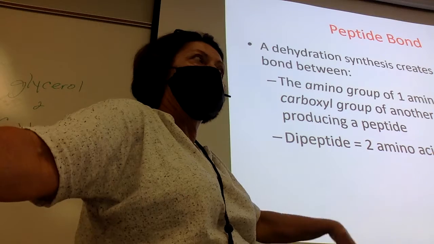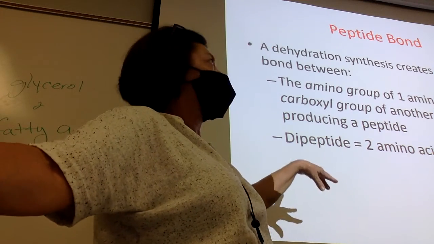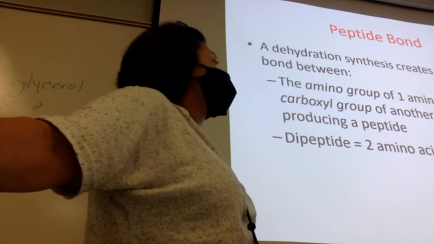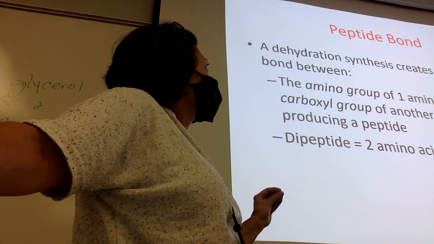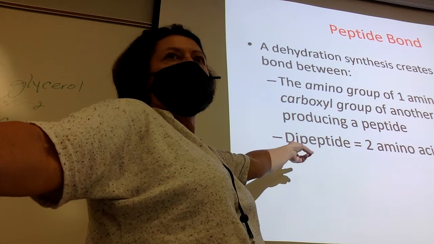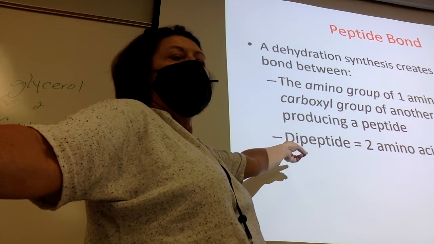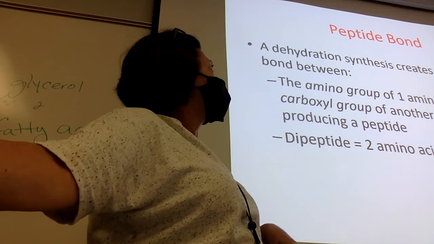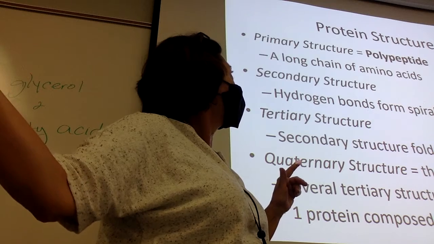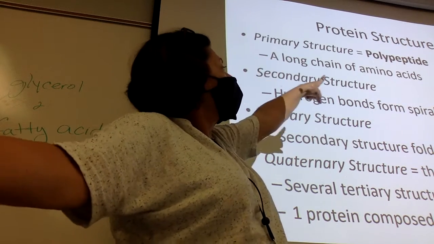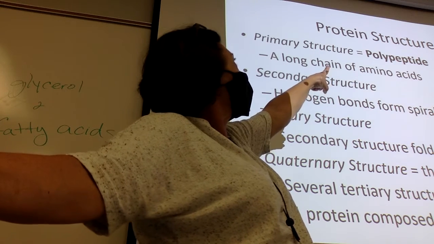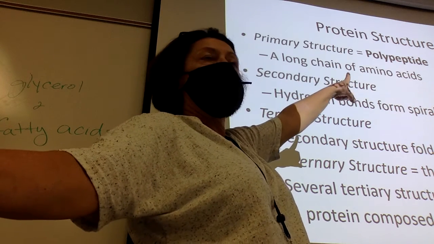And Monday we talked just real briefly about all the different reactions. Dehydration synthesis creates the peptide bond which holds amino acids together. When two amino acids are together, it's just called a dipeptide. When you put a whole bunch of amino acids together, it's called a polypeptide. Clearly, I forgot to color code this slide. Sorry about that. It's called a polypeptide.